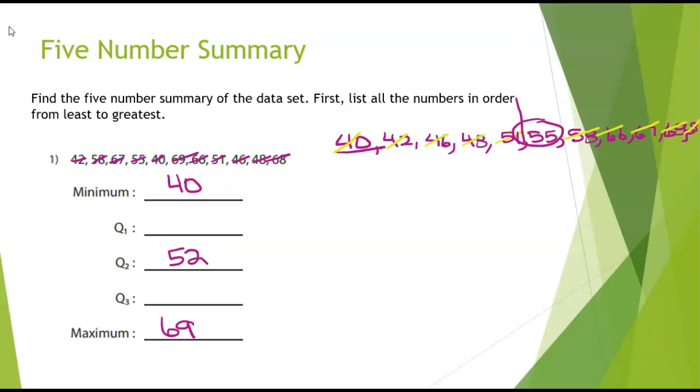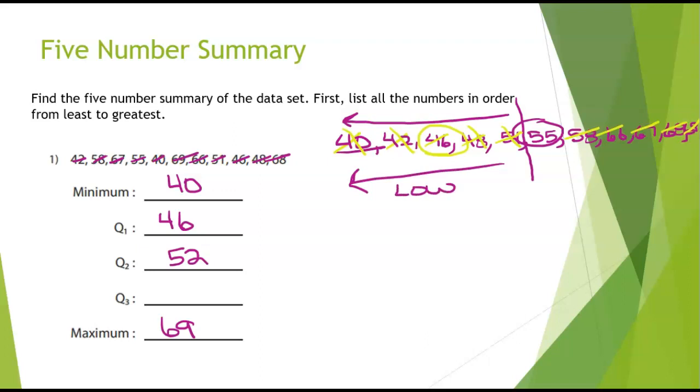So now I want to find the Q1, which is the median of the lower half of the numbers. So I'm going to take my yellow and I'm going to start slashing. Slash, slash, slash, slash. Looks like I have 46. That is my Q1. Remember, Q1 is the median of the lower value, the smaller numbers.